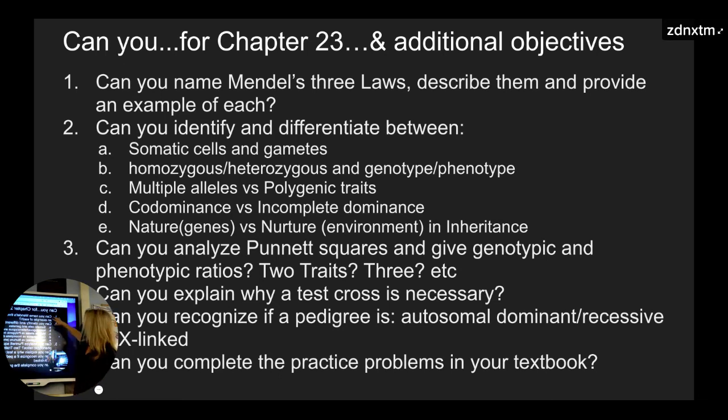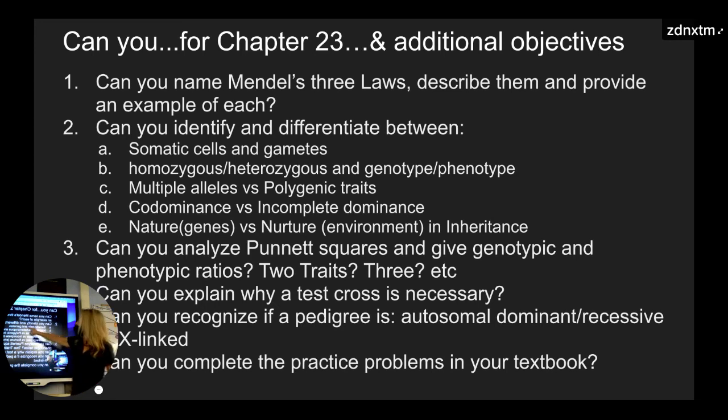And I have slides to help you with this too, okay? Can you identify and differentiate between somatic cells and gametes? Somatic cells is just a name for what? Body cells. Gametes would be what? Not muscles. Yeah, sperm and eggs, right?